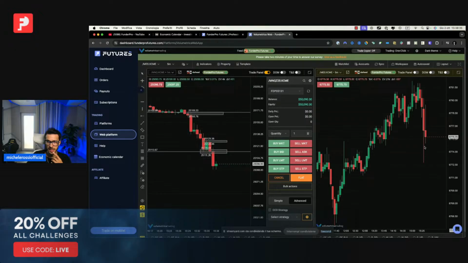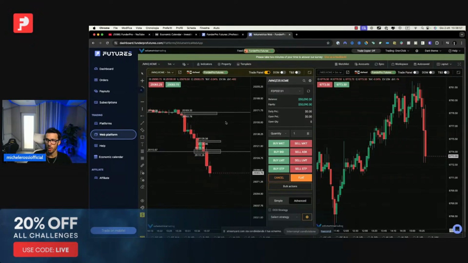As you can see, the ES, which is the S&P 500, already pushed down to the same level, 6,772. My setup is not showing at this very moment. So if I don't see a setup, I do not open a trade.